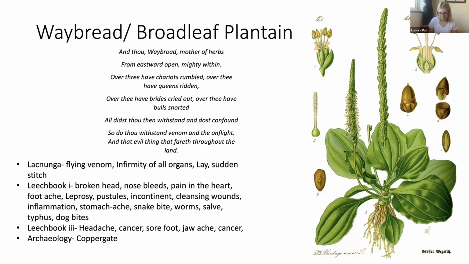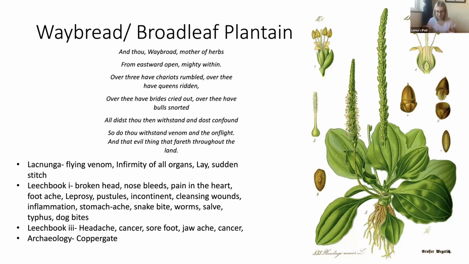So the next one is broadleaf plantain, or waybroad. And thou, waybroad, mother of herbs, open from eastwards, mighty within. Over thee have chariots rumbled, over thee queens ridden, over thee brides cried out, over thee bulls snorted. All these thou didst withstand, and thus do confound. So thou withstand venom and onflight, and that evil thing from the forest throughout the land.